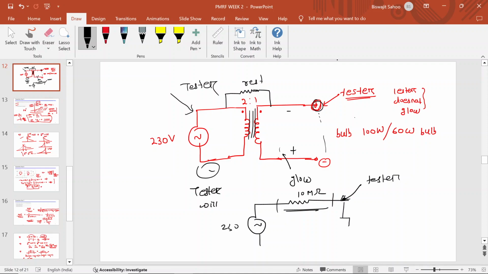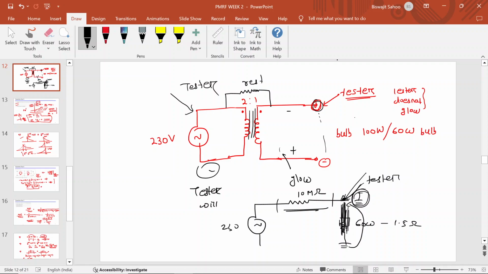But when the bulb is connected, a 60 watt bulb has some 1 ohm or 5 ohm resistance. You connect it in series with that 10 mega ohm. So with respect to that 10 mega ohm, this 1.5 mega ohm or 1 mega ohm is just a short circuit. That's why this ground comes to this ground here. So that's why the tester does not glow, because it is just measuring the ground potential, as the bulb behaves as a short circuit for that board.